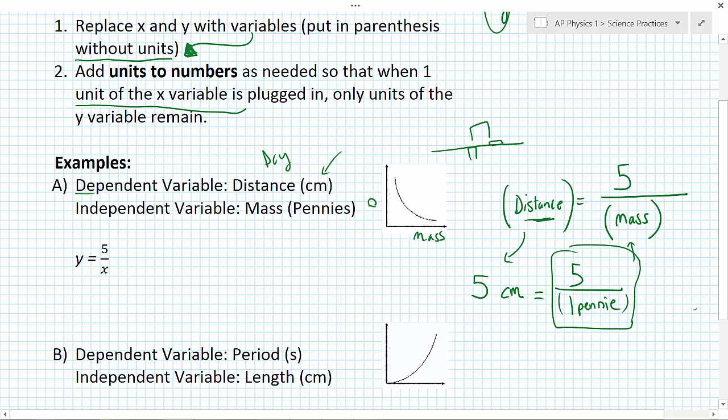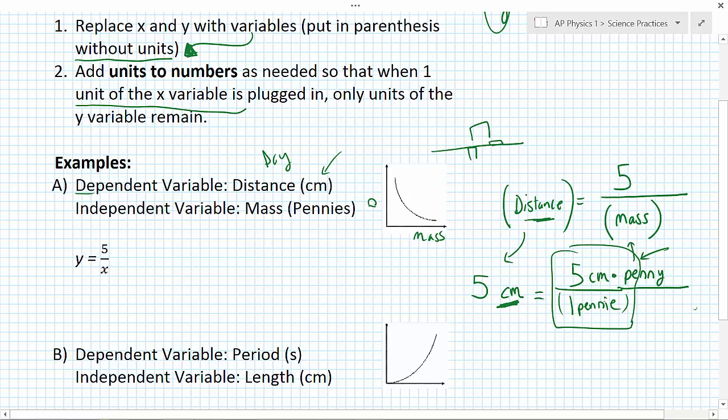So I need to do something. I need to add some units to this number 5 in order to get rid of pennies, because I don't want pennies in my final answer. I want centimeters, which I don't have anywhere. So I'm going to need centimeters in the numerator, as I have in my final answer. But I also need to add units to this same number, 5, so that pennies goes away. So I'm going to actually have to multiply this by a penny.